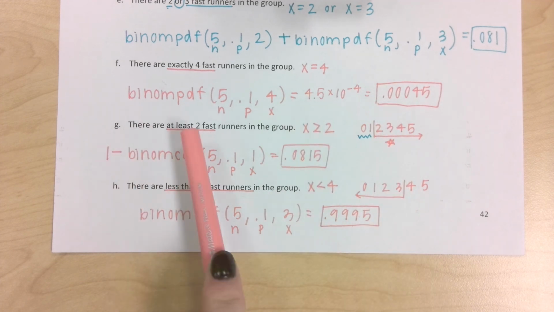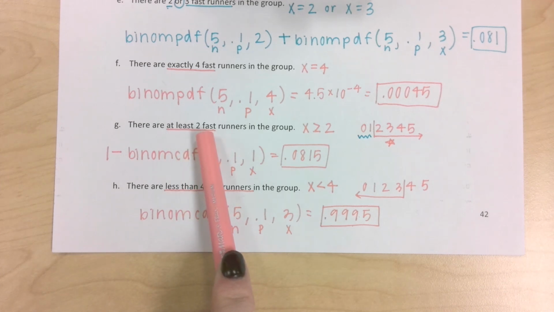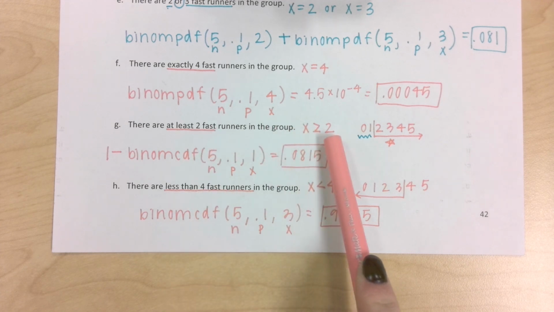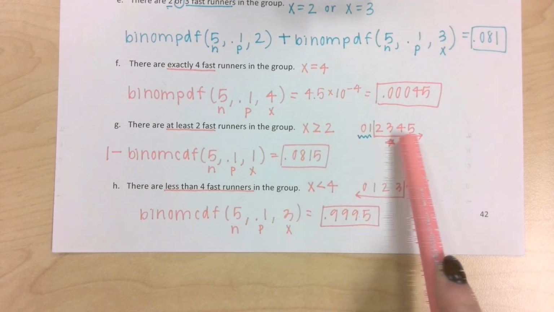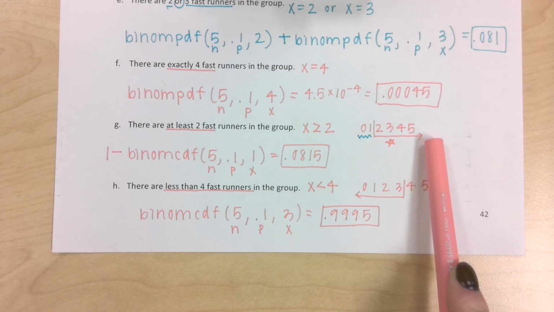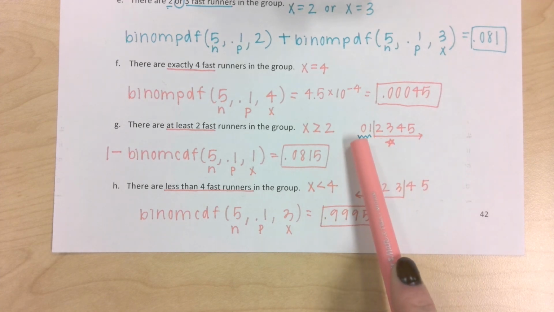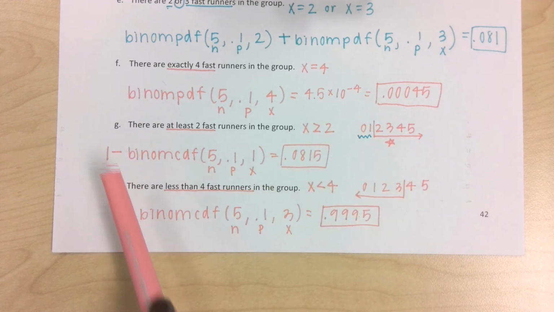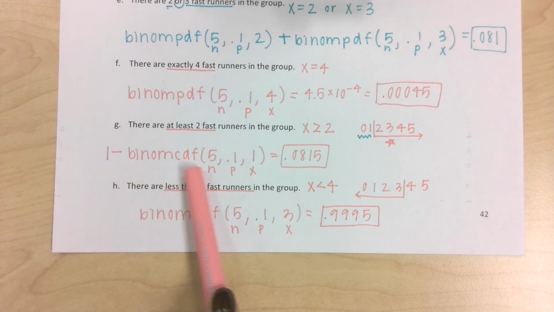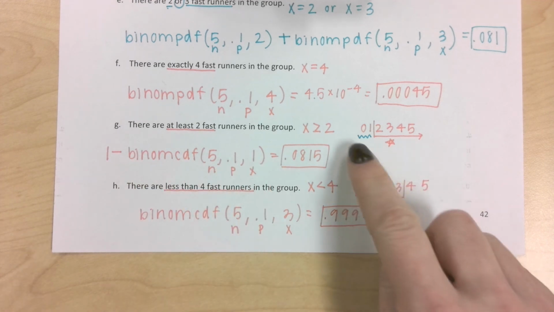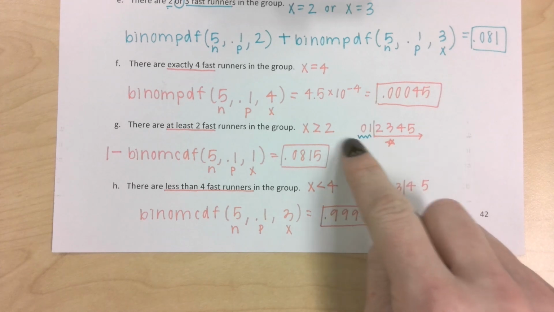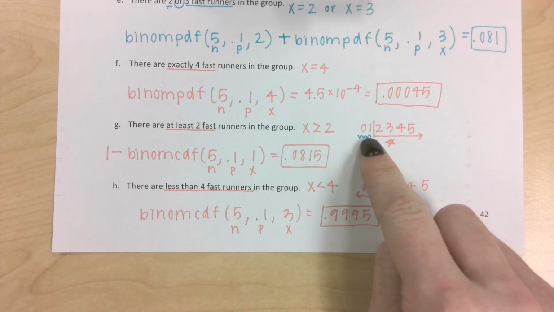G is a tricky one. It was an at least 2 fast runners. So this is similar to what we saw above. At least 2 means I'm looking for greater than or equal to 2. So once I write out my little sample space here, I'm looking for really less than 2. So I did 1 minus the binomial CDF, but using X as that cutoff because that is the first thing that's not equal to 2 and is less.